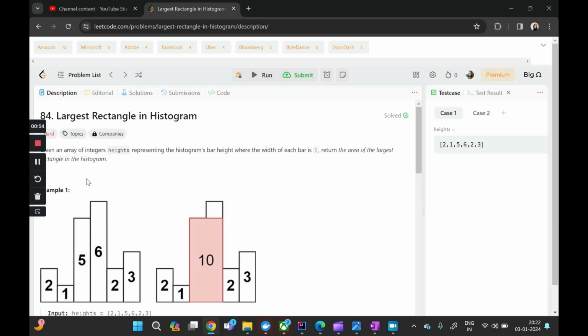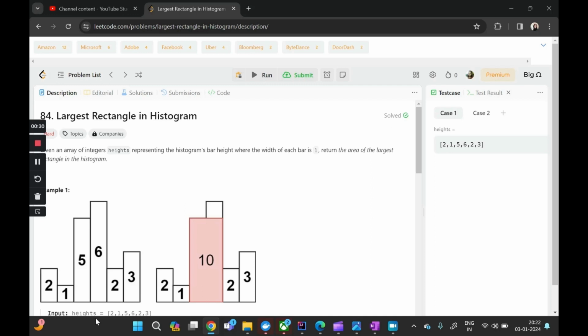Why? Because you are given an array of integers, heights, which represent the histogram bar height, and the width is 1. You have to find out the area of the largest rectangle. So like I said, if you're given certain stock prices, the area of the largest rectangle, whichever represents the largest area, probably might be the area where the stock price has been the most volatile.